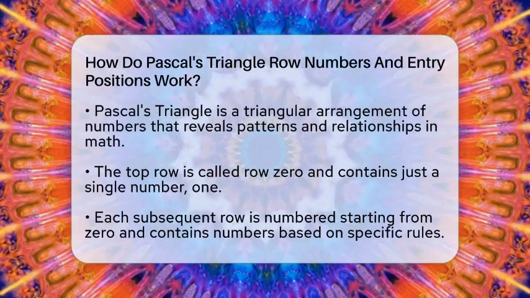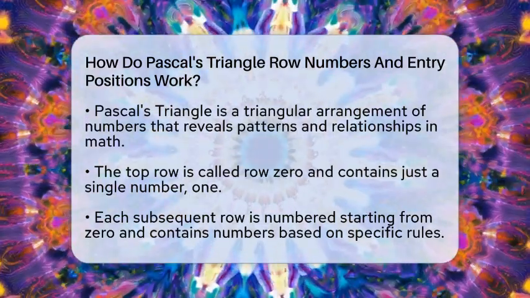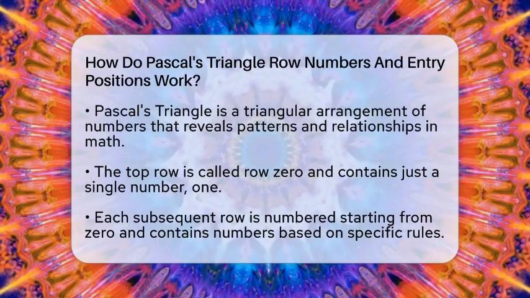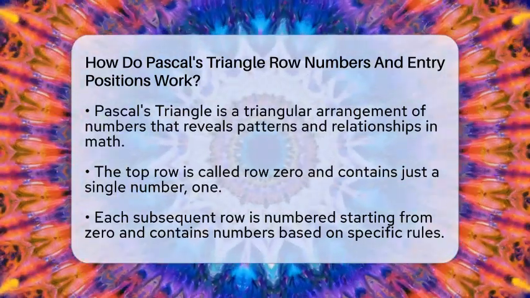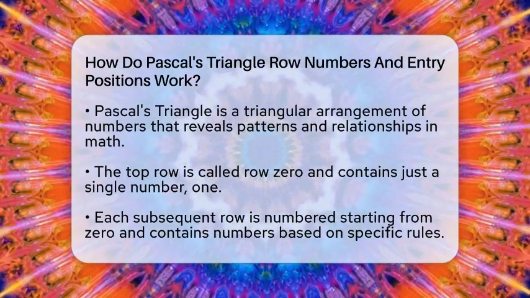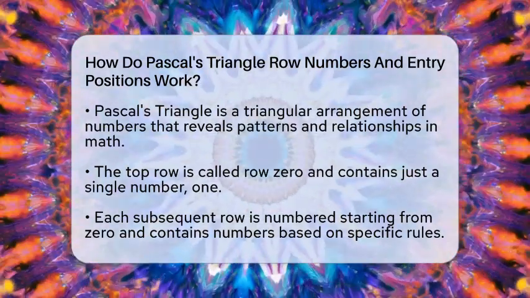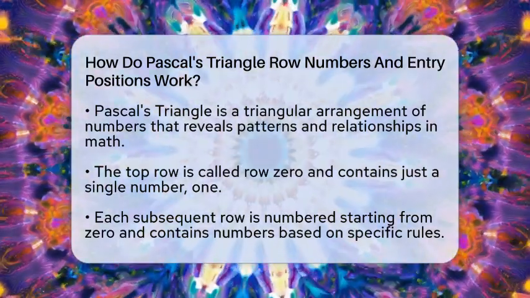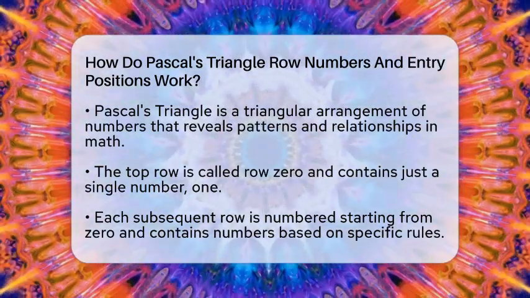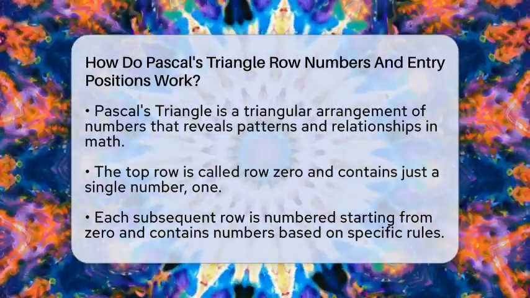In each row, the numbers are placed in positions that start counting from 0 on the left. So, in the first row, the number 1 is at position 0 and 1 at position 1. The second row has ones at positions 0 and 1, and the third row has numbers in positions 0 through 3. The position tells us where the number is located in that row.